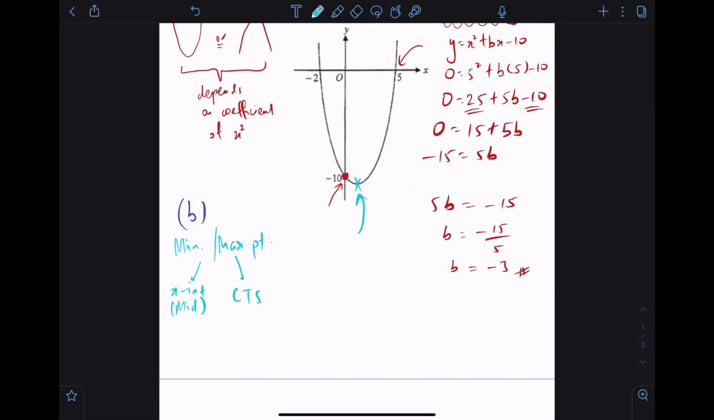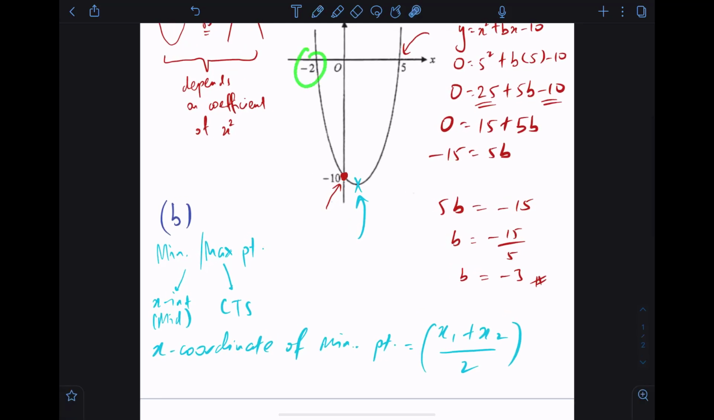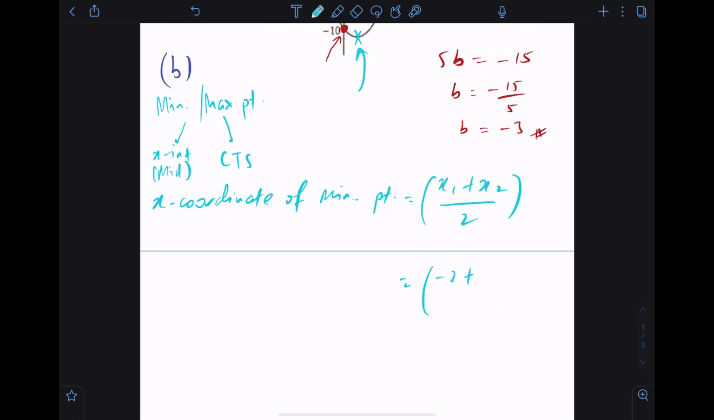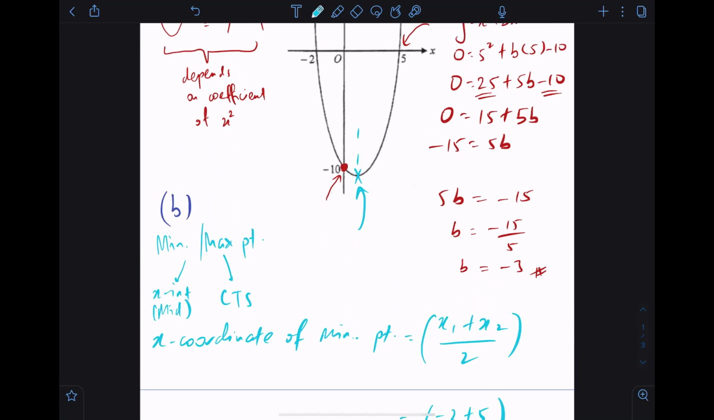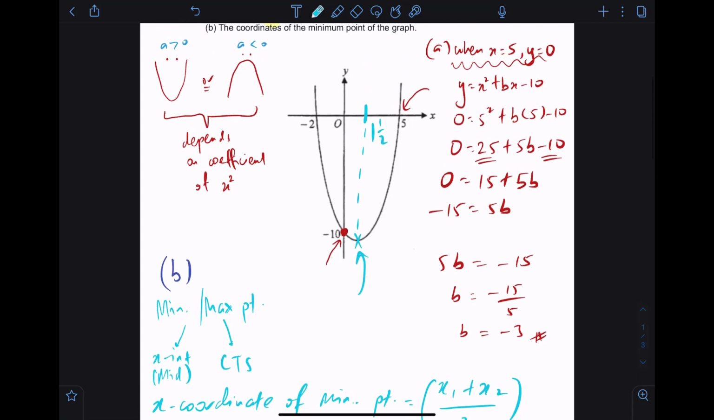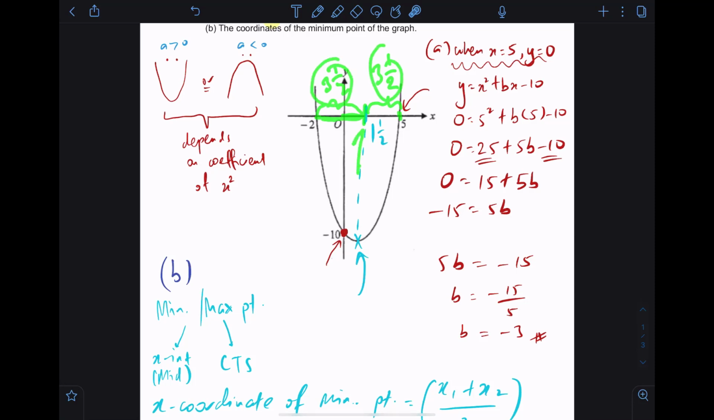So what is the x coordinate of your minimum point? This will just be the middle of these 2 points. And how do you find the middle? Very simple. You take the two x values, x1 plus x2, and divide by 2. So in this case, you take -2 plus 5 divided by 2, and you will get 1.5. So at this particular point, this is 1.5. And do check it out, because from 1.5 to 5, it's a difference of 3.5. From here to here is also 3.5, because this is 1.5 plus another 2, which is 3.5. So this is really indeed the middle of these two values.